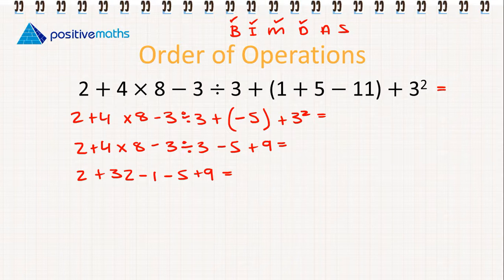So we did our multiplication and division. Now we can do addition and subtraction. So we have 2 plus 32 will give us 34. Minus 1 will give us 33. Minus 5 will give us 28. And plus 9 will give us 37. So brackets, then the power, then we can multiply and divide, then we can add and subtract.